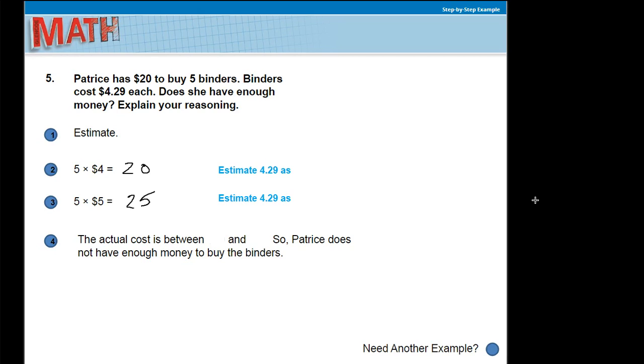But remember, she also has an extra little change at the end too, which it could cost anywhere between $20 to $25. But she would not have enough because you have to remember to add that extra chunk of change on.